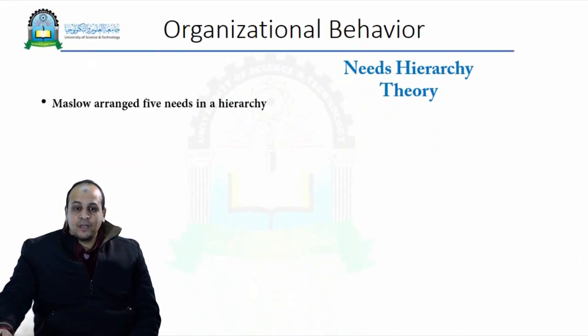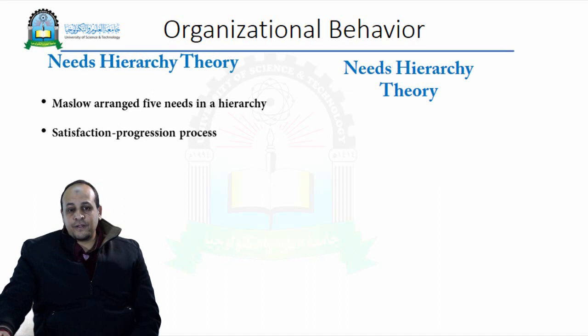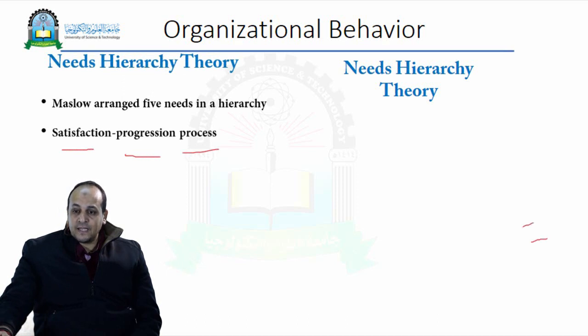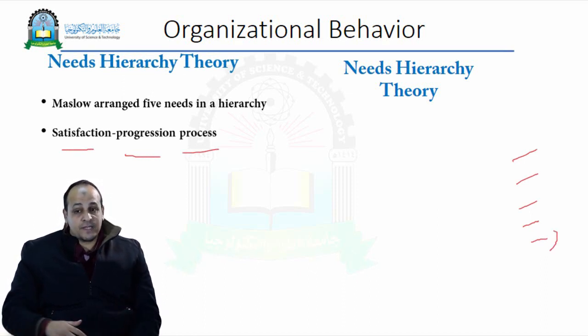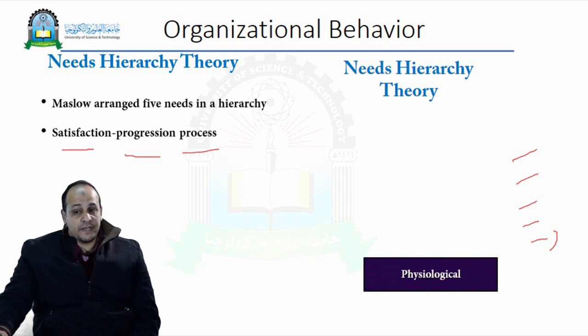Let's have a look here. We start with Maslow's hierarchy of needs, or we call it need hierarchy theory. So Maslow arranged 5 needs in the hierarchy. It is called the satisfaction progression process, because basically you have different needs, like 5 needs, and you go through these needs accordingly. The company would use such needs, satisfying these needs, to come up with the right behavior. So we look here. The first one is the physiological needs.